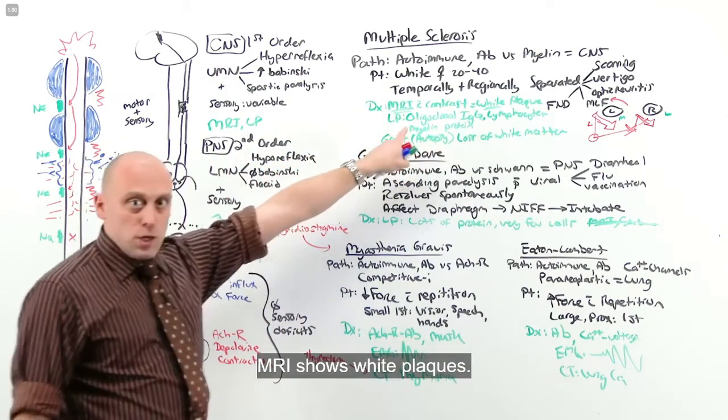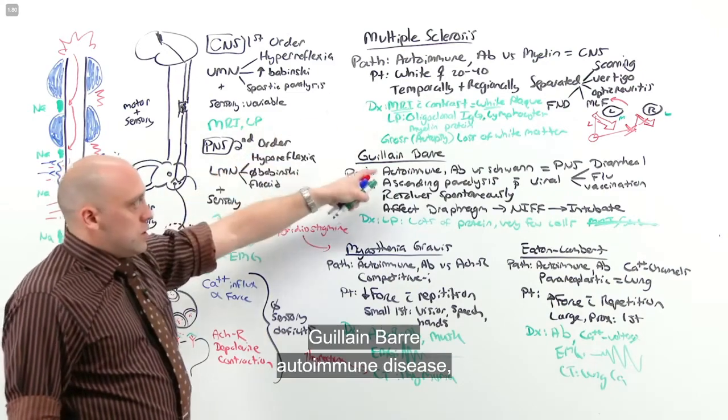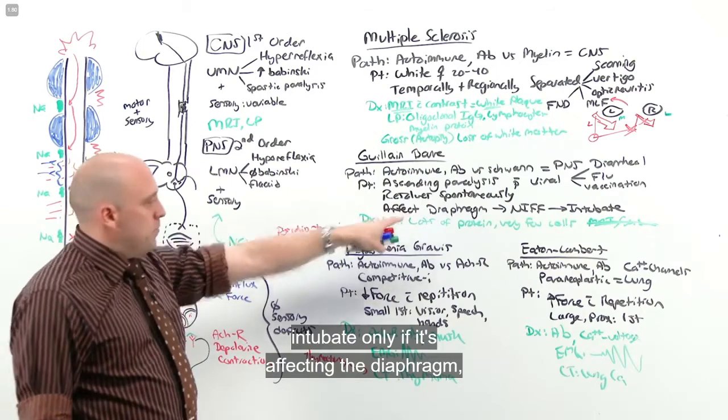Temporally and regionally separated. MRI shows white plaques. Autopsy shows loss of white matter. Treat with steroids acutely, then don't worry about the rest until Step 2. Guillain-Barré, autoimmune disease, peripheral nerves, ascending paralysis after a virus. Intubate only if it's affecting the diaphragm. They get better on their own.